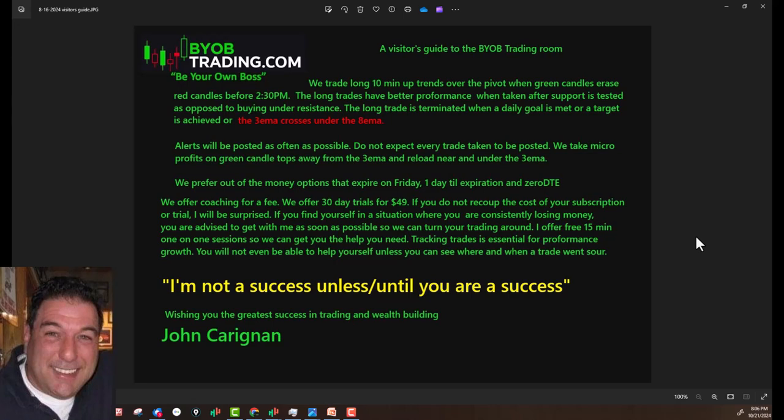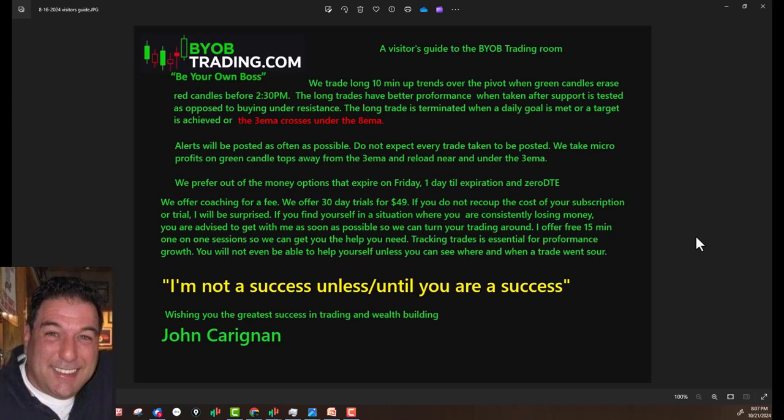I can't post them all because I do take a lot of micro profits as price moves up and away from the 3 EMA. I like to take profits when price moves away from the 3 EMA, like on an uptrend, and then I like to reload at the 3 or at the 8, sometimes both.